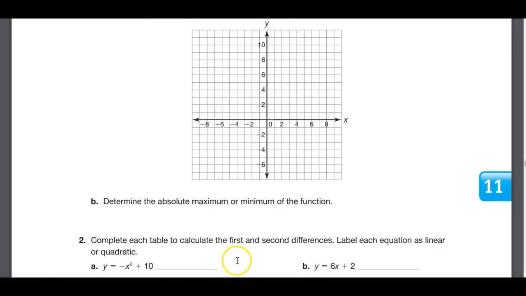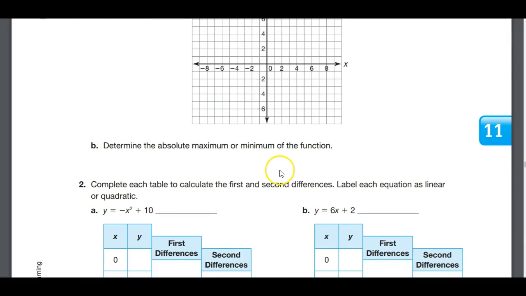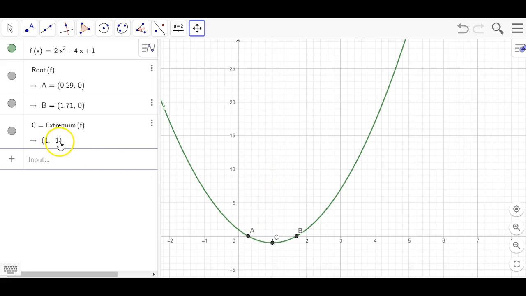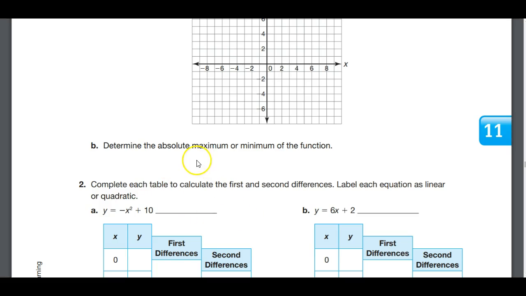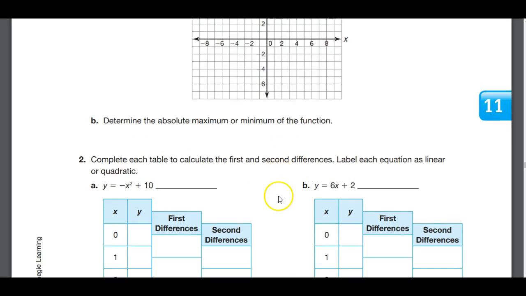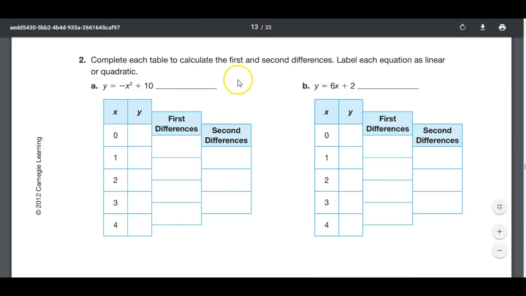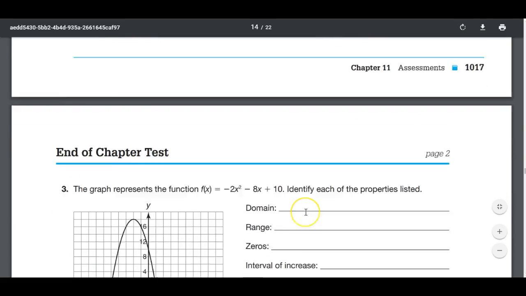Okay, determine the absolute maximum or minimum. The minimum of the function is right here, at 1, -1. So I'd put minimum at 1, -1. Okay, complete each table. I'm not going to complete each table because I don't have the time. I don't want to make you take the time to go through that. We've done these already. Use your tables. Put these in as functions, go to the table view, see them, subtract up for first differences and second differences.